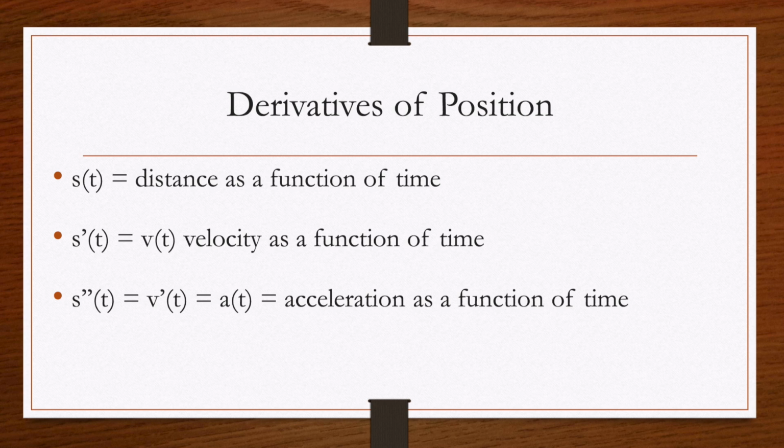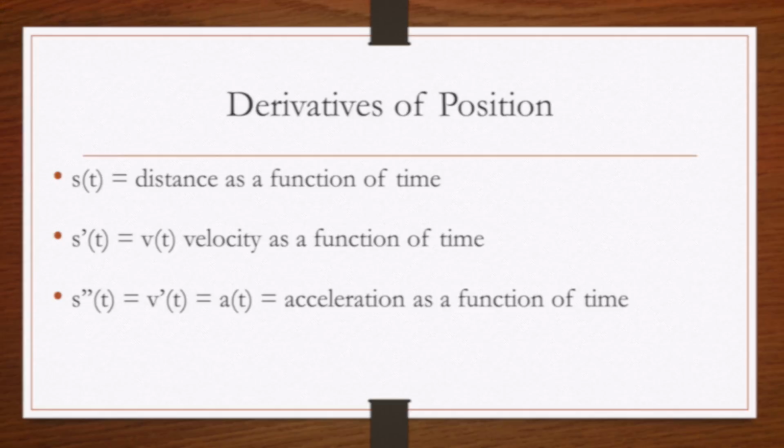By taking the second derivative of position, not only do we get the first derivative of our velocity function as seen before, but it can also be shown as the acceleration as a function of time. So from this we can see how all three functions relate to each other.